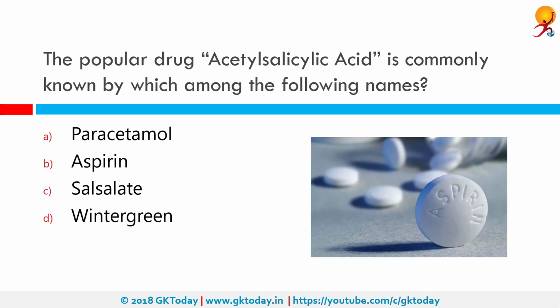The popular drug acetylsalicylic acid is commonly known by which among the following names? The correct answer is aspirin. Aspirin is also known as acetylsalicylic acid. It's a salicylate drug often used as an analgesic to relieve minor aches and pains, as an antipyretic to reduce fever, and an anti-inflammatory medication.